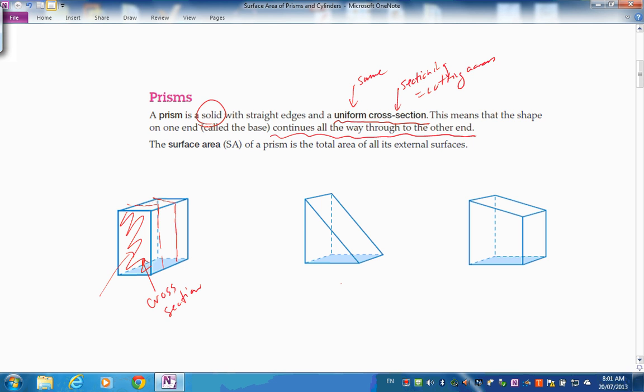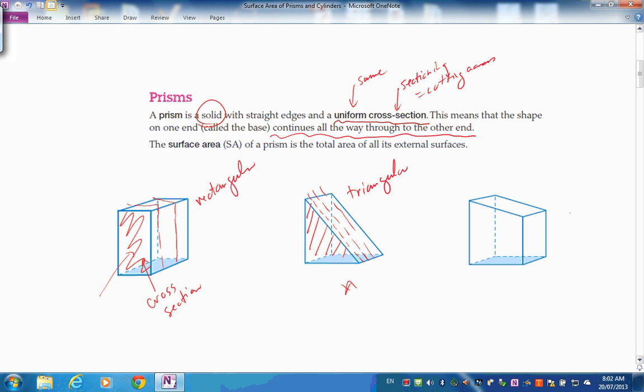Where would I have to cut this one to get a common cross section? If I cut parallel there, anywhere through the body going that way, I would produce this triangular shape. So that's its cross section. And this would be called a rectangular prism, and a triangular prism, because the cross section is a rectangle or a triangle.